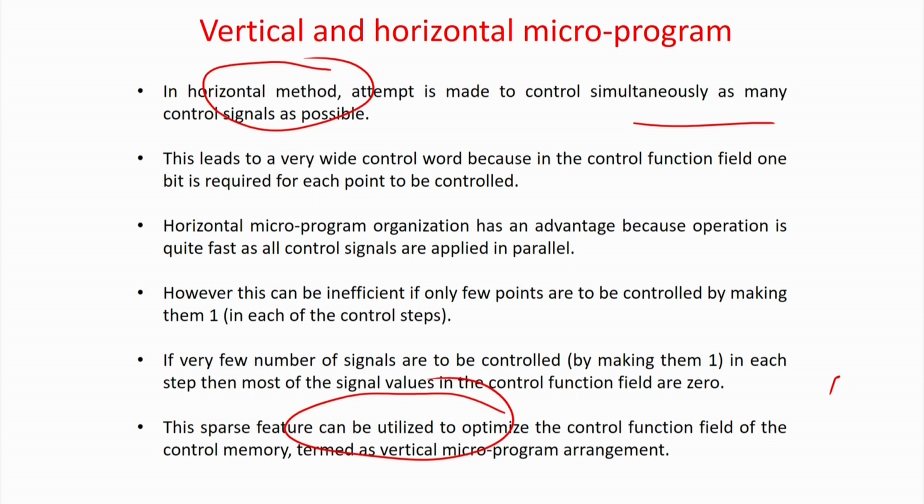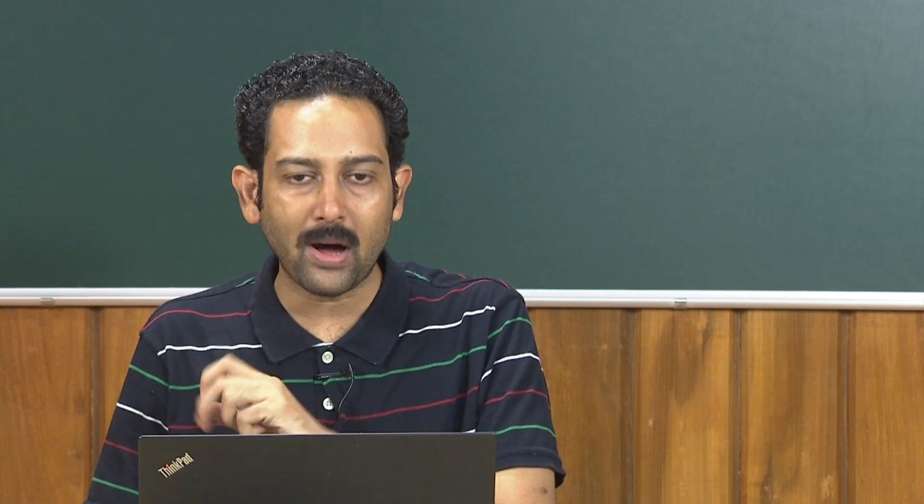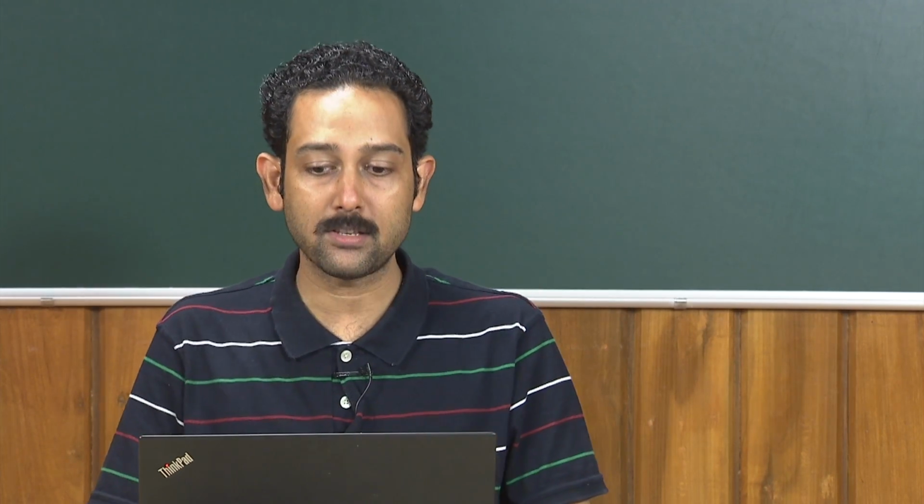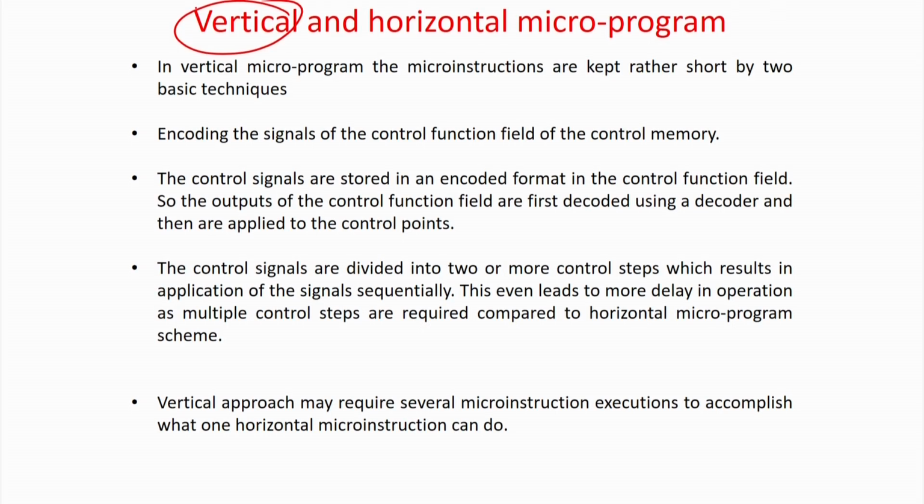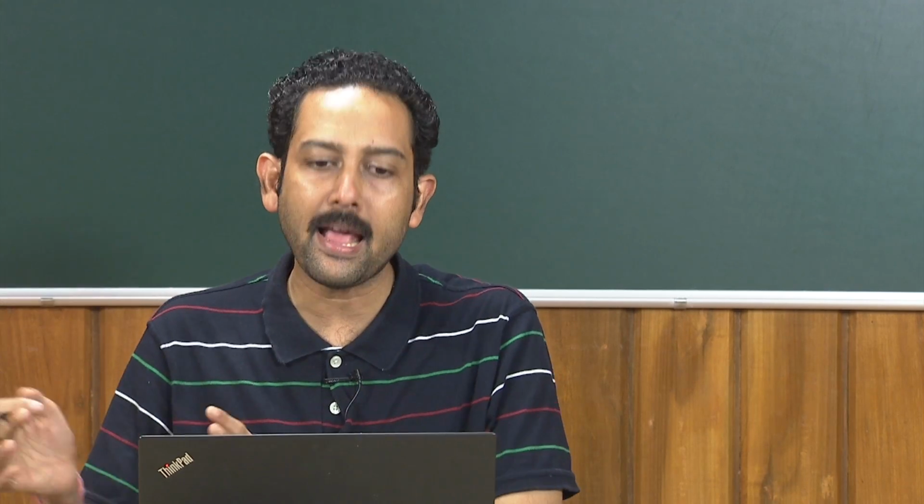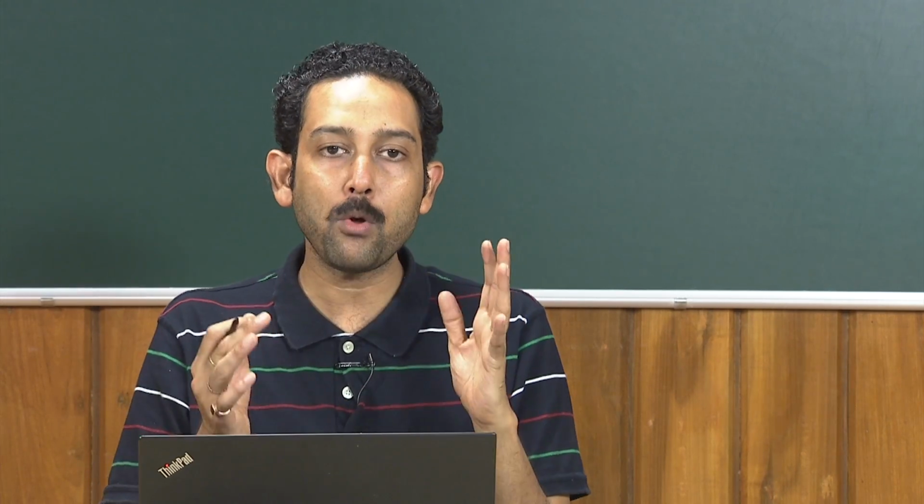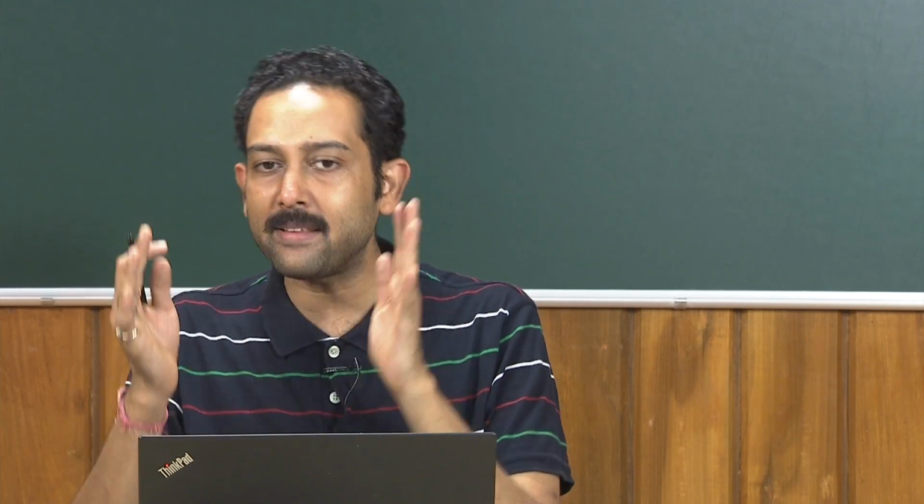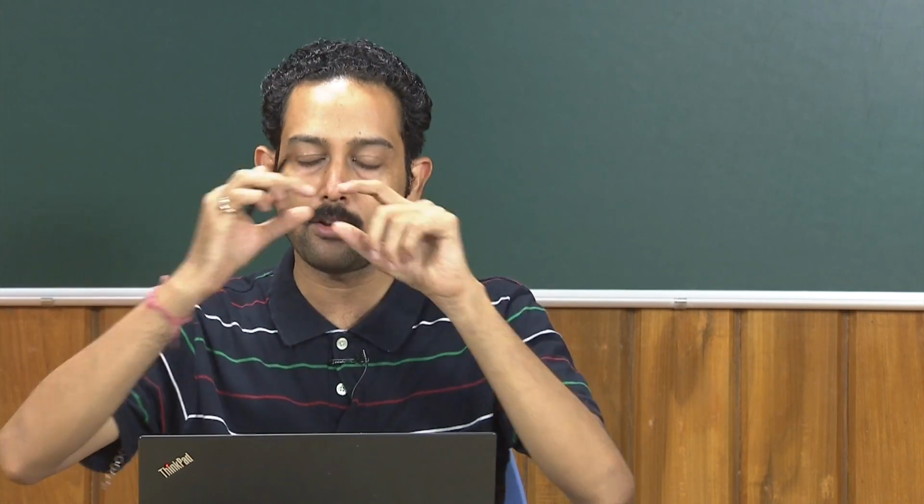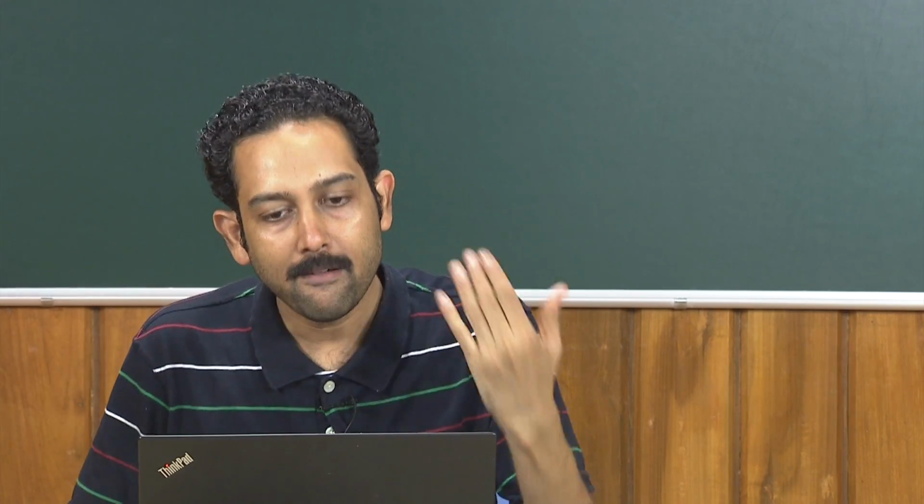That means if you can somehow throw away these sparse values, wherever it is 0 you do not require them, you only keep the ones in some way, so that the whole memory can be optimized. That is called a vertical microprogram. So in vertical microprogram, the microinstructions are kept rather short by 2 basic techniques, and we will see these techniques. There are 2 broad techniques, one is a hybrid technique and one is an absolute vertical technique. Whenever we want to optimize based on encoding or compressing of the signals in each of the words in the control memory, we call it a vertical microprogram. In horizontal, it is very flat and no optimization is there.